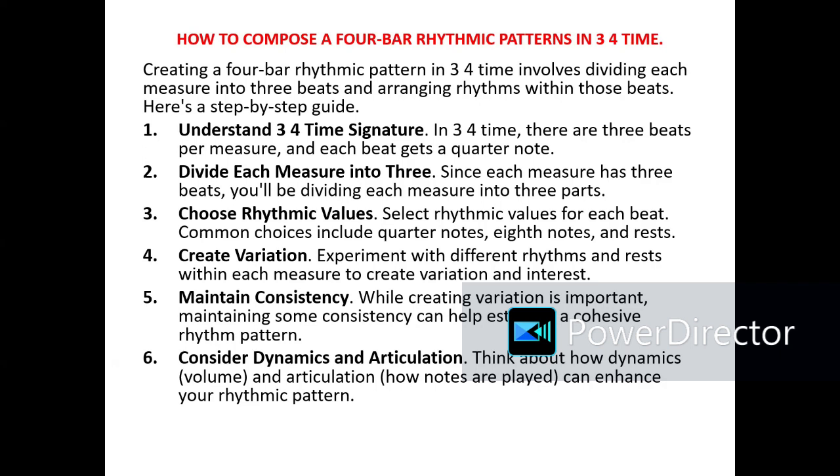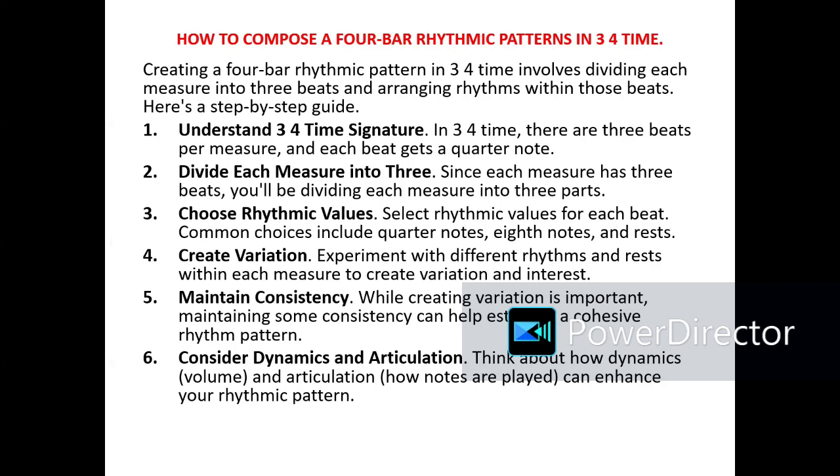3. Choose rhythmic values. Select rhythmic values for each beat. Common choices include quarter notes, eighth notes, and rests. 4. Create variation. Experiment with different rhythms and rests within each measure to create variation and interest. 5. Maintain consistency. While creating variation is important, maintaining some consistency can help establish a cohesive rhythm pattern.